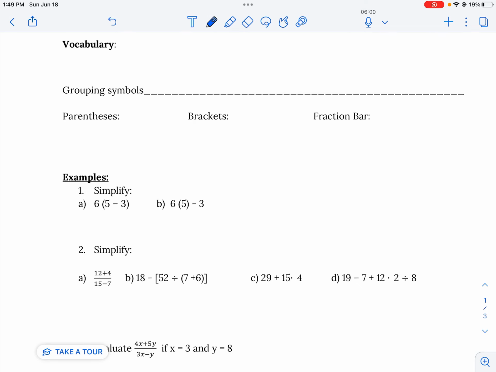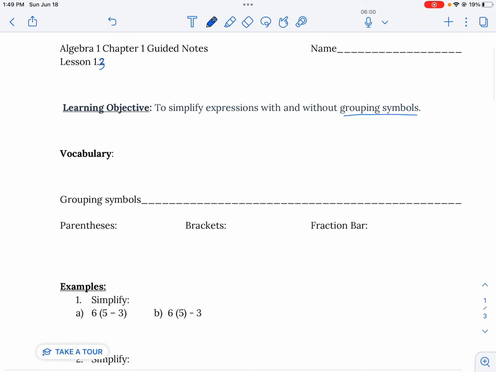Hello everyone, and welcome to the guided notes for Chapter 1, Lesson 1.3. I think your sheet says Lesson 1.2, but it should be Lesson 1.3, the third lesson in Chapter 1, where we will be talking about grouping symbols.